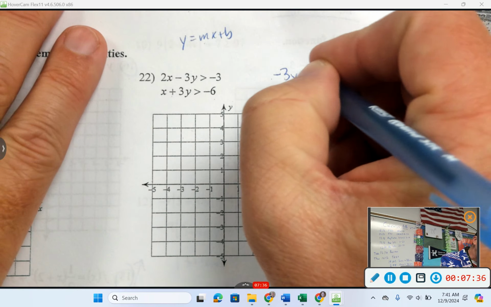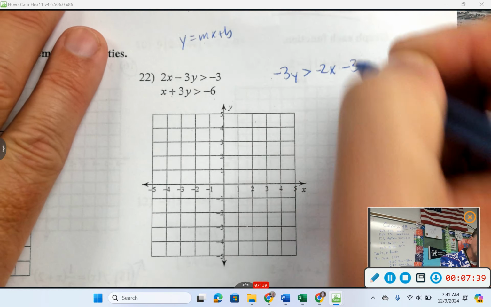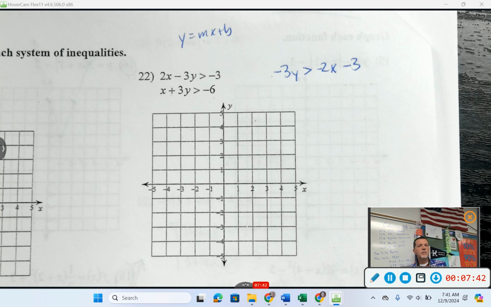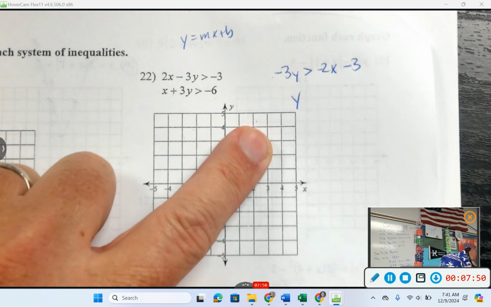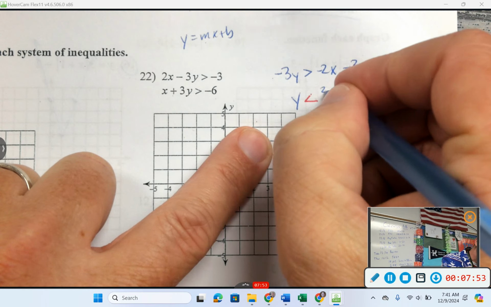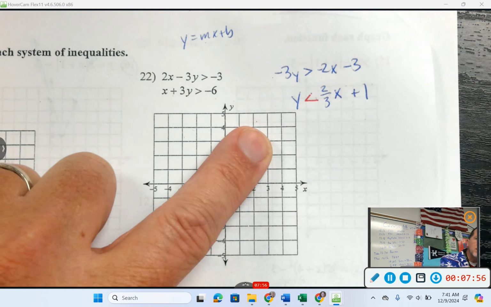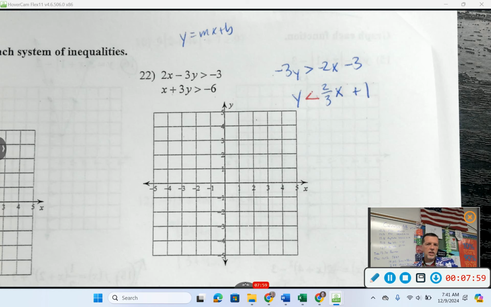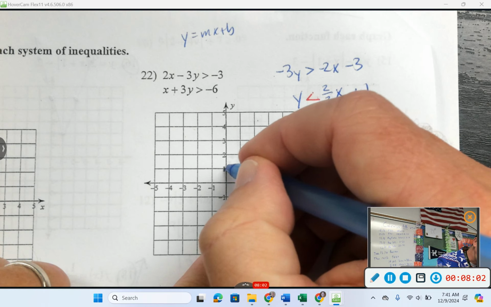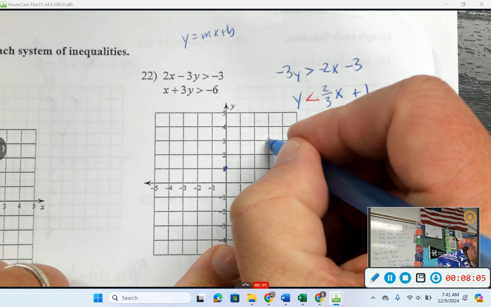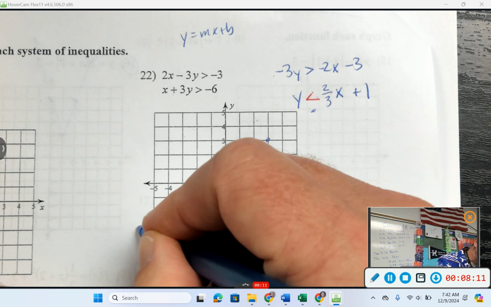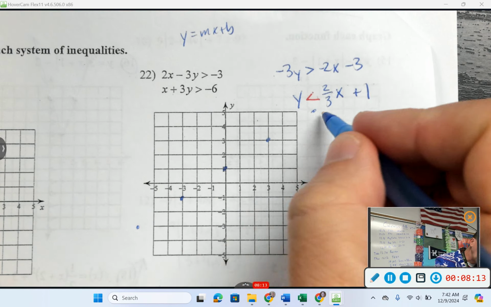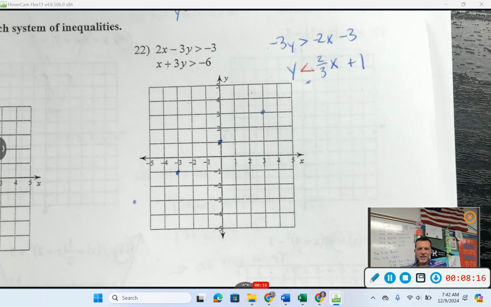So negative 3y greater than negative 2x minus 3. Divide by negative 3. We just did this not long ago. What happens when we divide by negative? Flips the sign, so y is less than 2/3 x plus 1. So let's graph 2/3 x plus 1. There's my plus 1. Slope is up 2 over 3. Did you figure it out? Yeah. What else do I need to think about before I start graphing this thing? Dotted line.